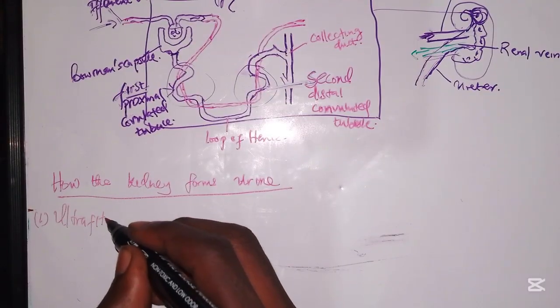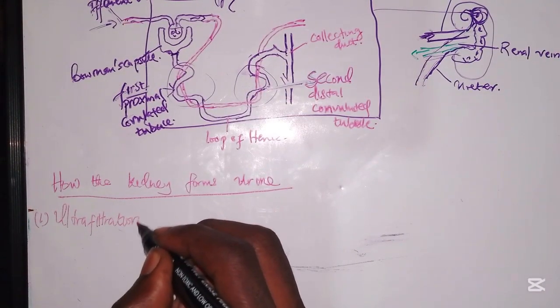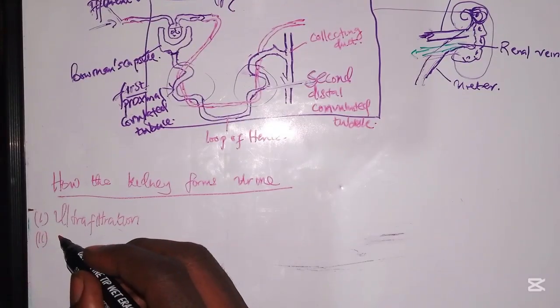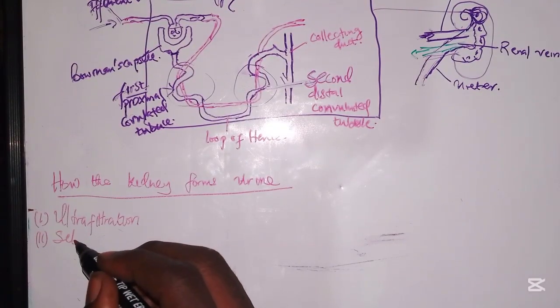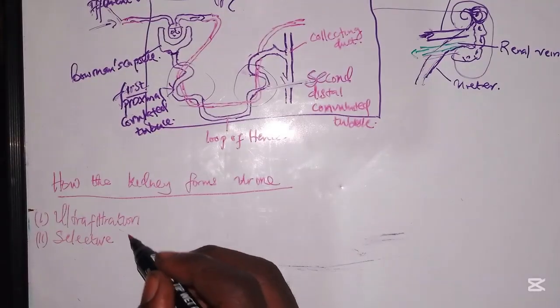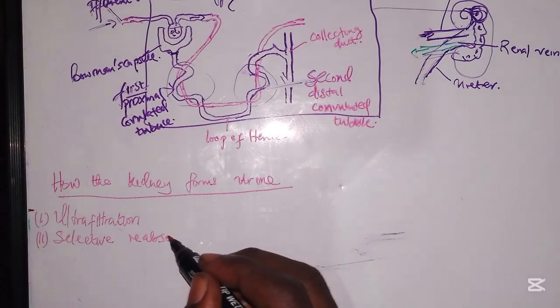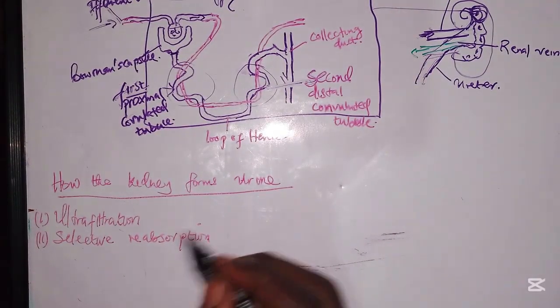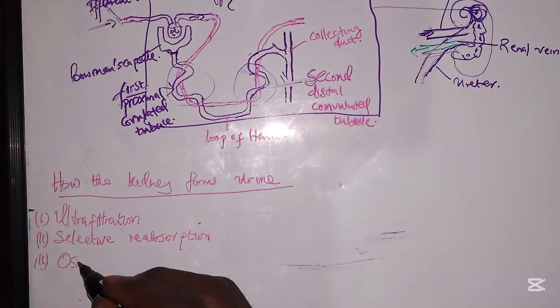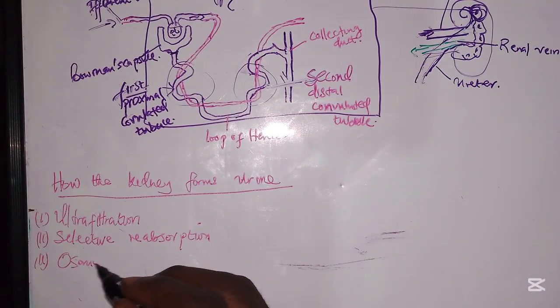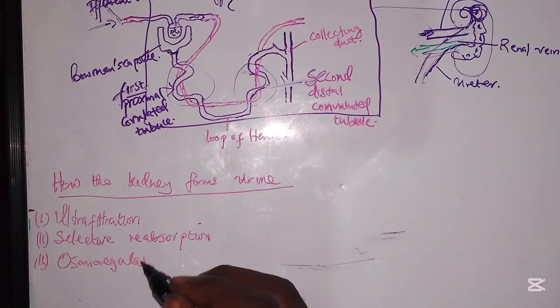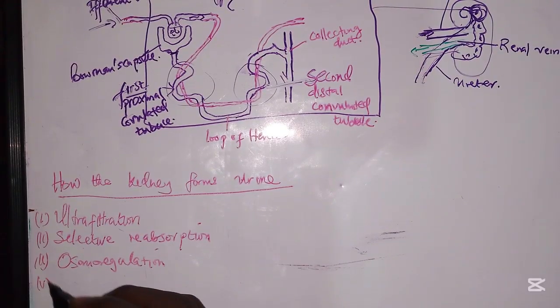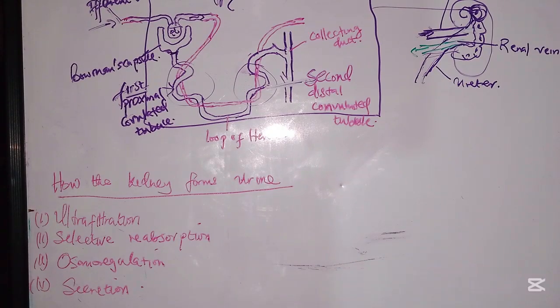ultrafiltration. Then second we have selective reabsorption. Then third we have osmoregulation. Then last we have secretion. So these are the 4 processes which the kidney performs for it to form what?